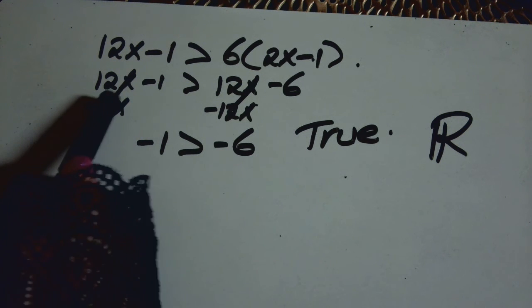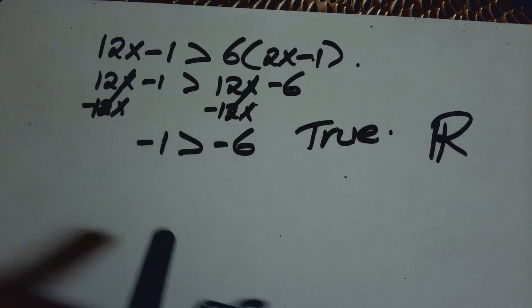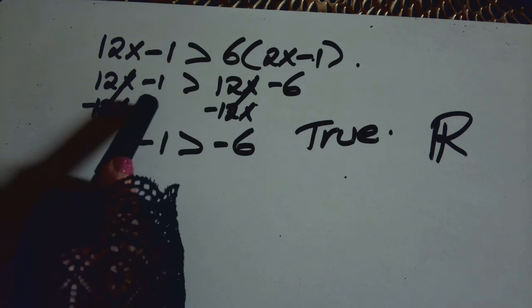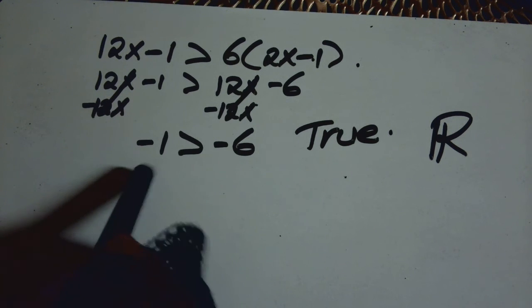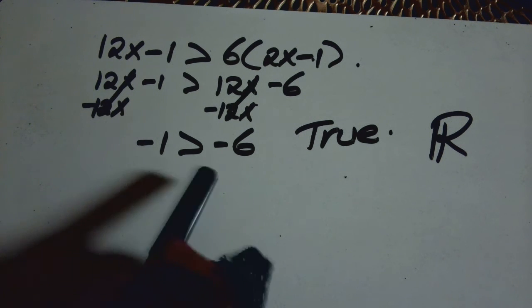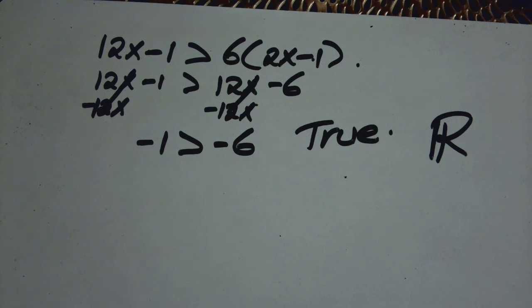Okay, so whether I said 12 and I put a 5 here and a 5 here, it's always going to cancel the x's, and the statement's always going to be the left side is greater than this side, and it's going to be true because negative 1 is larger than negative 6. So it's always going to be true.